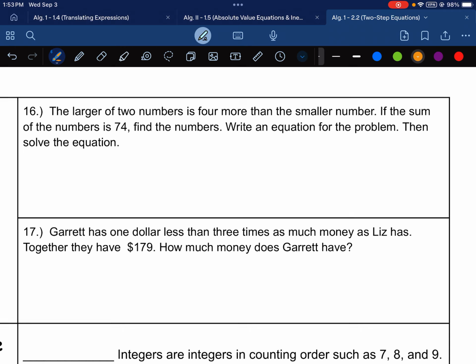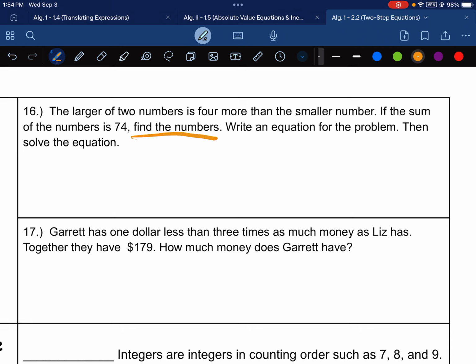Next, another word problem. The larger of two numbers is 4 more than the smaller number. If the sum of those numbers is 74, find the numbers, write an equation for the problem, then solve the equation. If you're working on key information here, I'm going to spoil it and say the entire thing is key information on this problem. So let's define our variables.